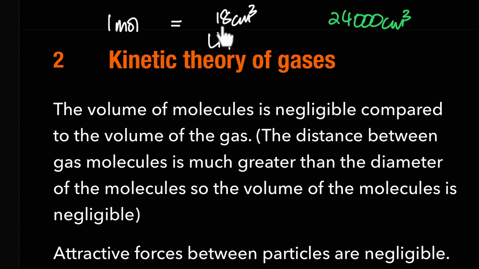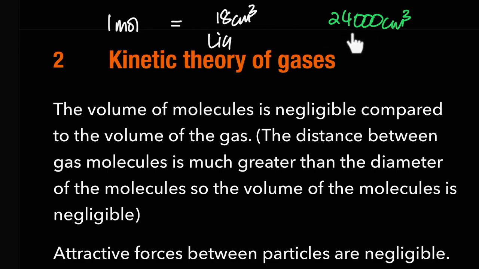This volume was the volume of molecules packed together. And why did the volume expand? It's not like the molecules became bigger. The reason the volume expanded is that the molecules are now so far apart that the space they occupy is 24,000 cm cube. Which means the difference in volume between the liquid and gaseous state is all empty space. Meaning 23,982 is just empty space. Which means the molecule is small and the distances between molecules are very large.